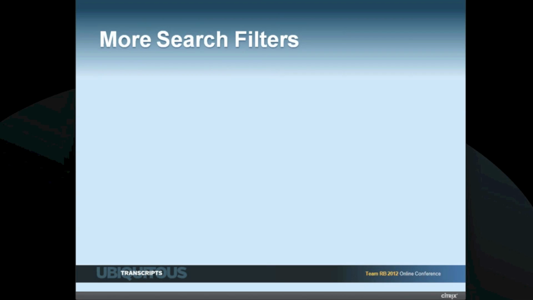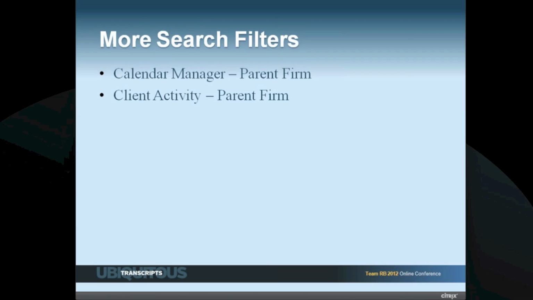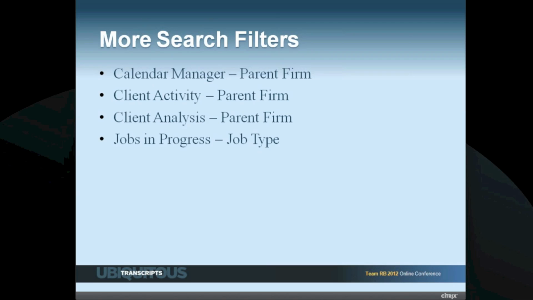More search filters. In the calendar manager, we added a search filter called parent firm. I'll show you in a minute how you can utilize that. In client activity and client analysis, you can also use the parent firm search filter. Jobs in progress report, job type has been added. Resource production, resources city has been added.